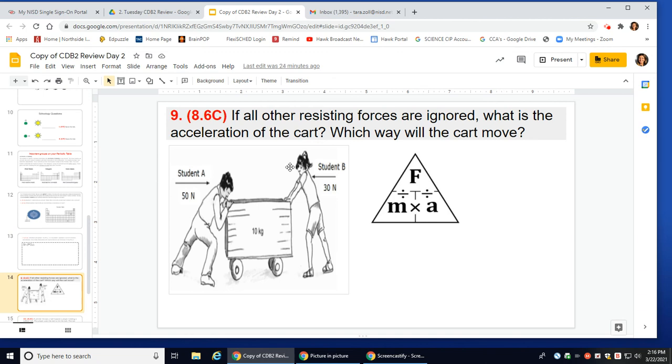Okay, then going to our next slide, we're going to talk about Newton's third law. Okay, actually it's his second law where force equals mass times acceleration. So here we need to calculate the acceleration of the cart. So it reads, if all other resisting forces are ignored, what is the acceleration of the cart?